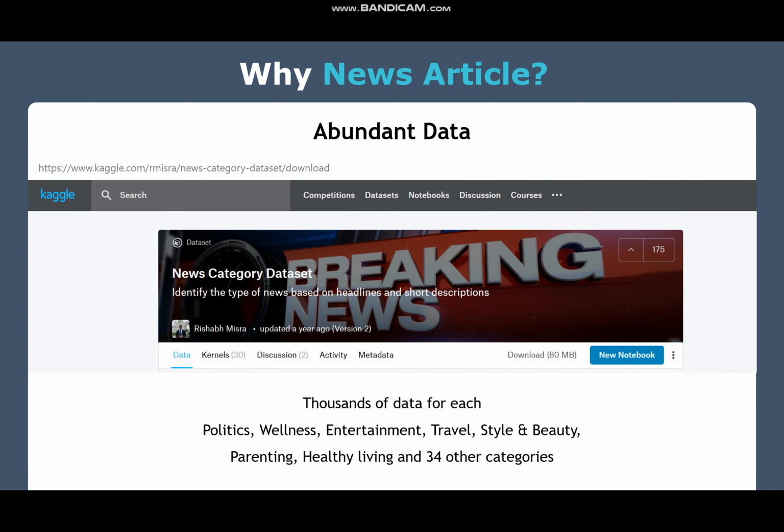We got the data set on kaggle.com. It contains thousands of data for its 41 categories in JSON format.